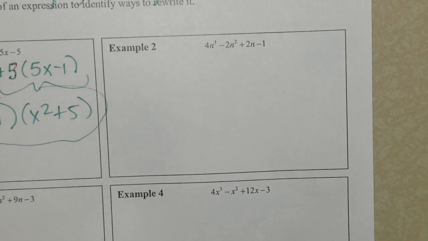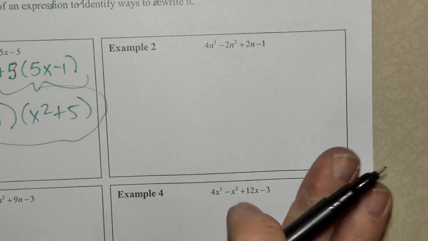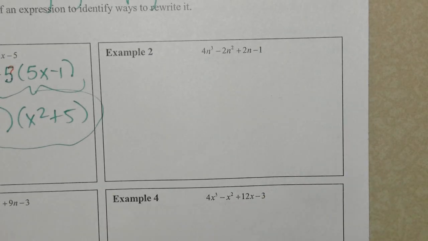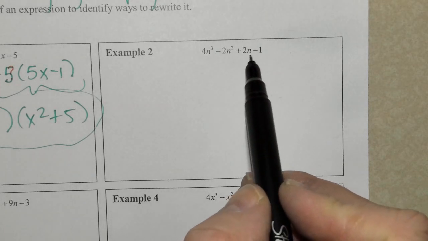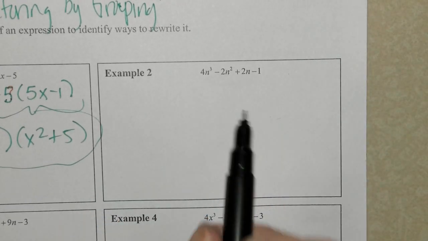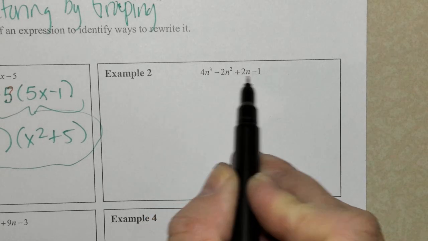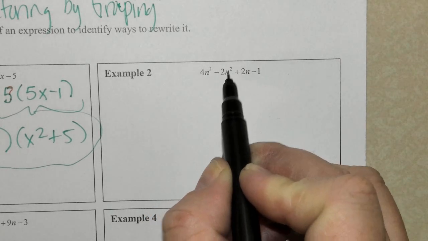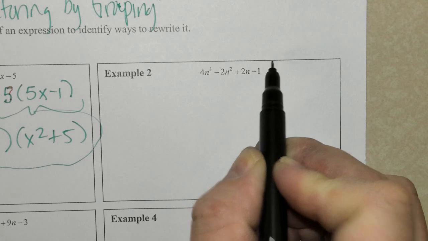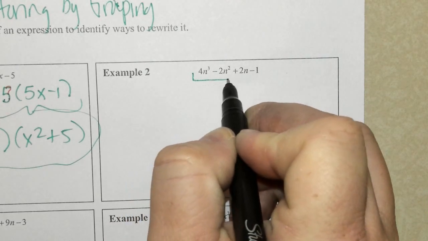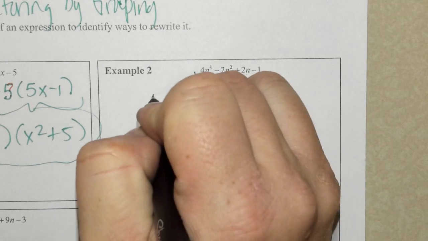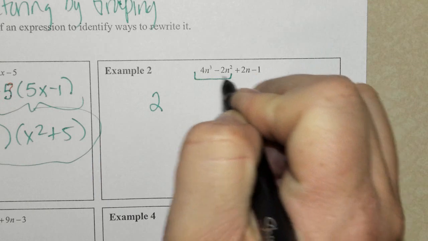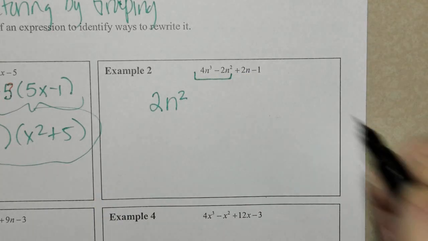Example number 2. First I look, I can see that it's in order from the highest exponent on the variable down to having the lowest amount, which is n to the 0 in this case. Okay, so it's already lined up for me. Again, this is n to the third, n squared, n to the first, n to the 0. Okay, great. So I'm going to look at the first two. What's the maximum that I can factor out of both? Well, they're both even, so I can factor out a 2, and the most n's I can take out would be n squared.